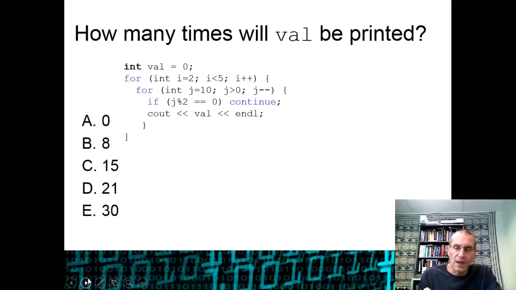So here's the next quiz question. How many times will this val be printed, that line of code there? Notice I have something a little bit different right at this part over here. I say if j mod 2 is equivalent to 0, continue. So evaluate how many times this line of code would execute.